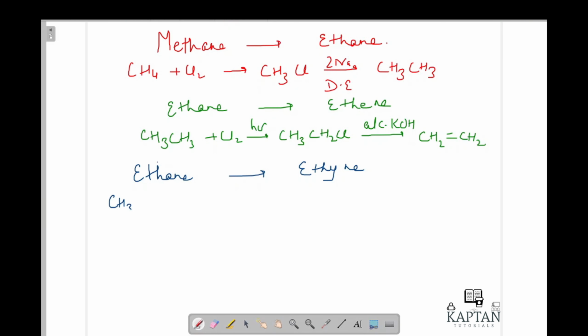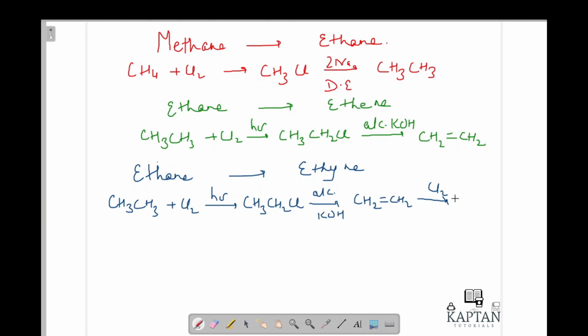Again, ethane is CH3CH3 plus Cl2, then sunlight, it changes into CH3CH2Cl, and then if you add alcoholic KOH, what will you get? You will get CH2 double bond CH2 here. Now, if I add Cl2 again here, then what will be the product here? Now, can you think of it?